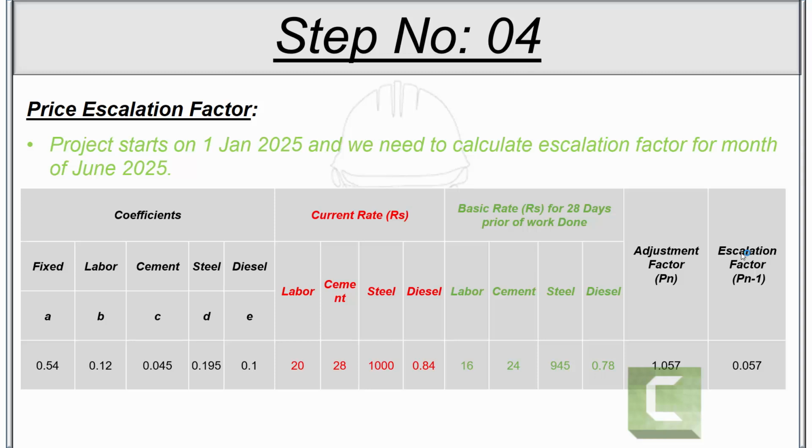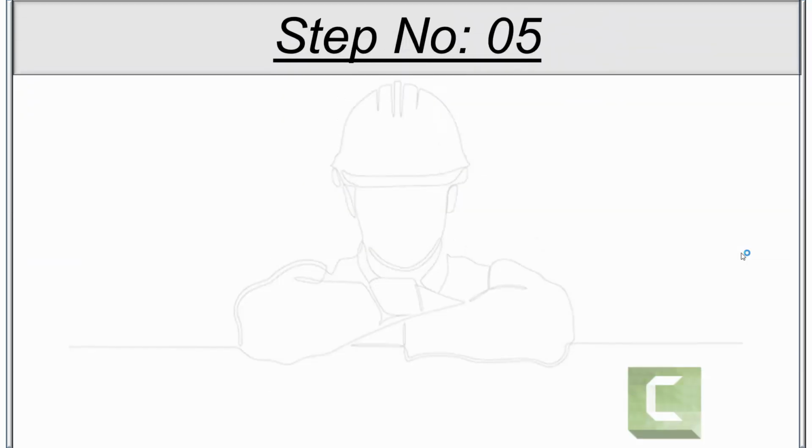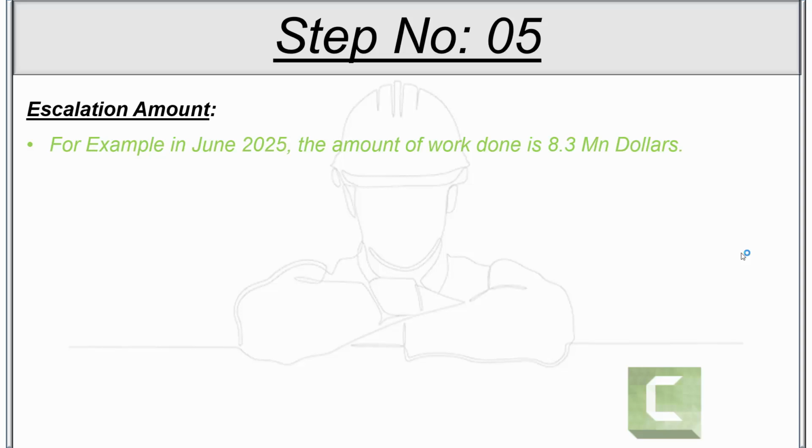For example, if we take labor at 20 per day, we can't take the base rate per month. You can take per month for both base rate and current rate, but you can't pick different units. And then the adjustment factor and escalation factor. Step number 5: in June 2025, the amount of work done is $8.3 million. So just multiply the escalation factor with the work done.